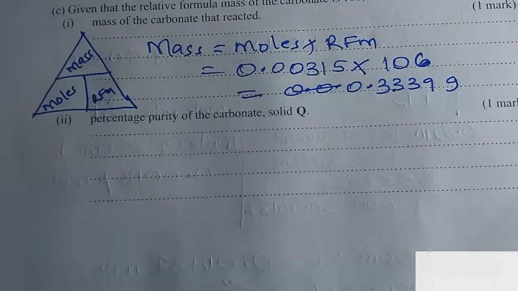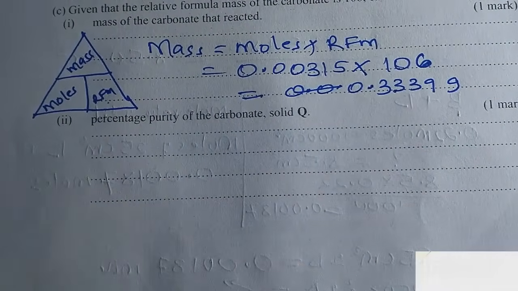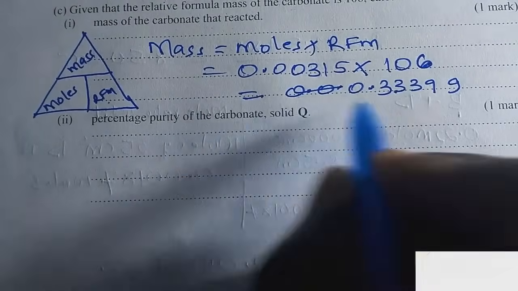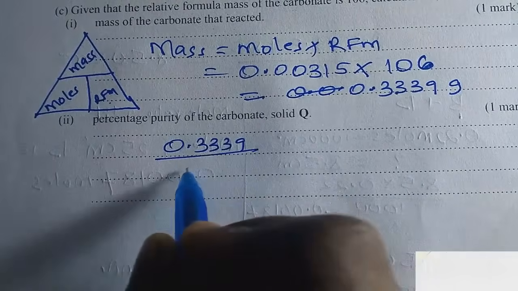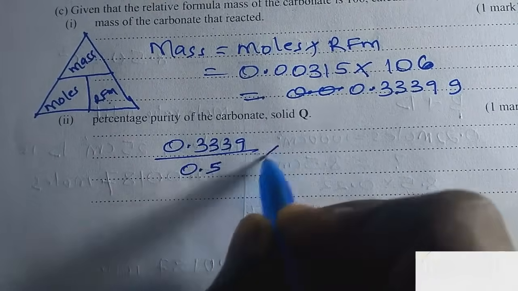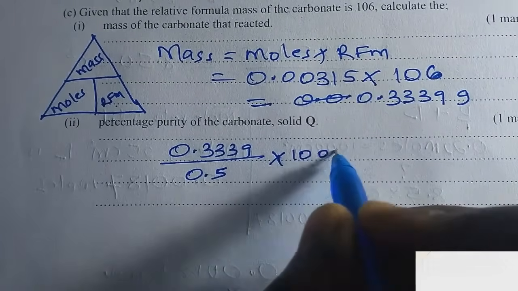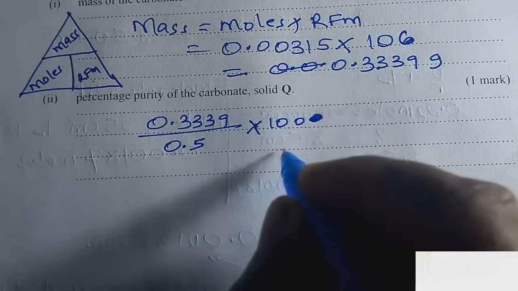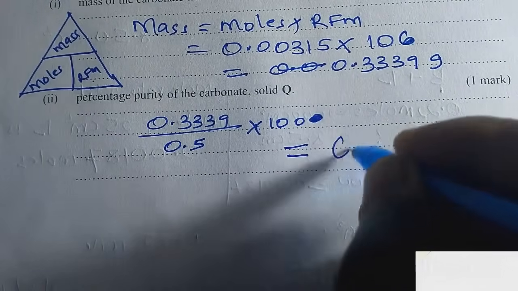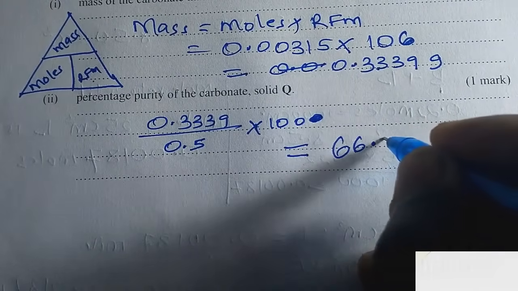So how do you calculate the percentage purity? It is the mass of the pure, 0.3339, over the total, 0.5. You multiply by 100. So this one will give us 66.78%.